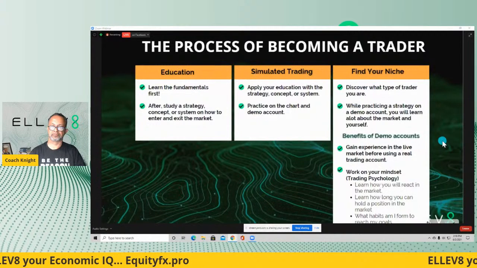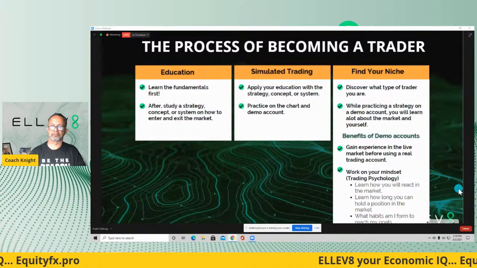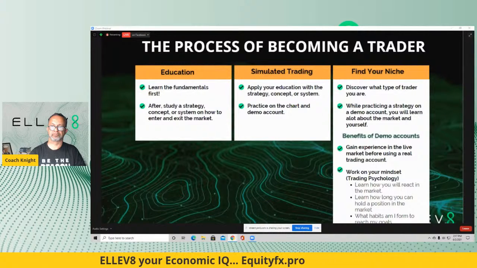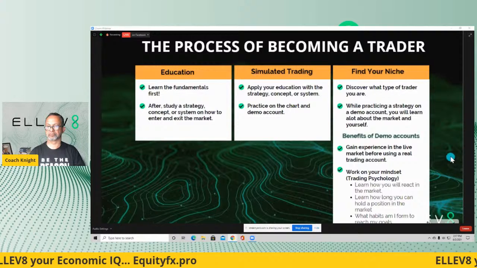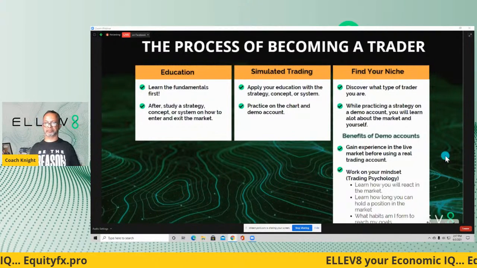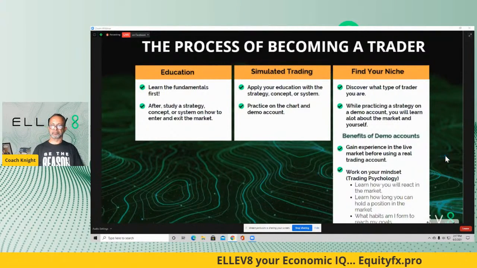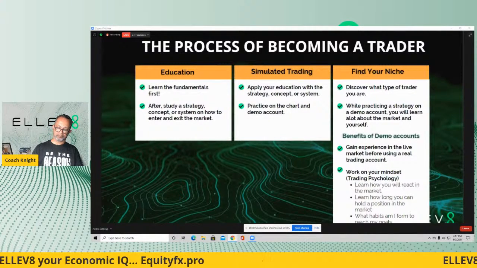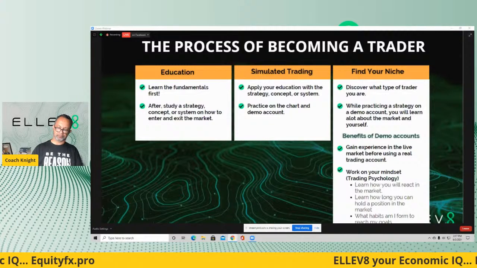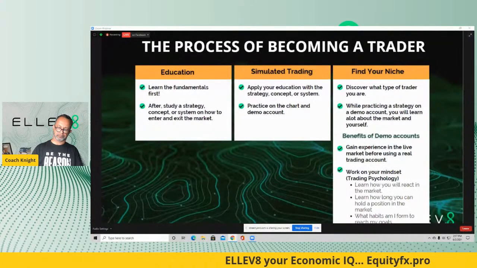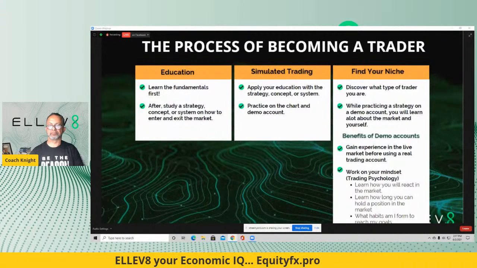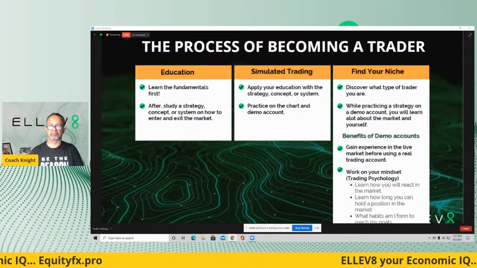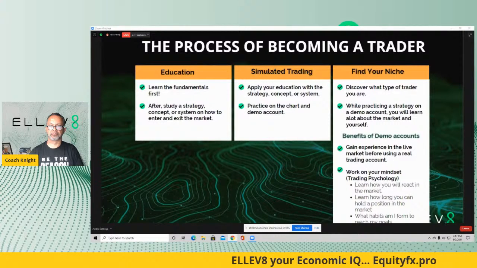Third thing, find your niche. Oftentimes you hear different types of traders. You have a scalper, swing trader, day trader, position trader. You need to discover what type of trader you are. However, you cannot know what type of trader you are just by saying, since a scalper is someone that gets in and out of the market and makes money within a few minutes, that's me. You don't know that. Every experience is a new experience. Every experience is a new you. Write that down.